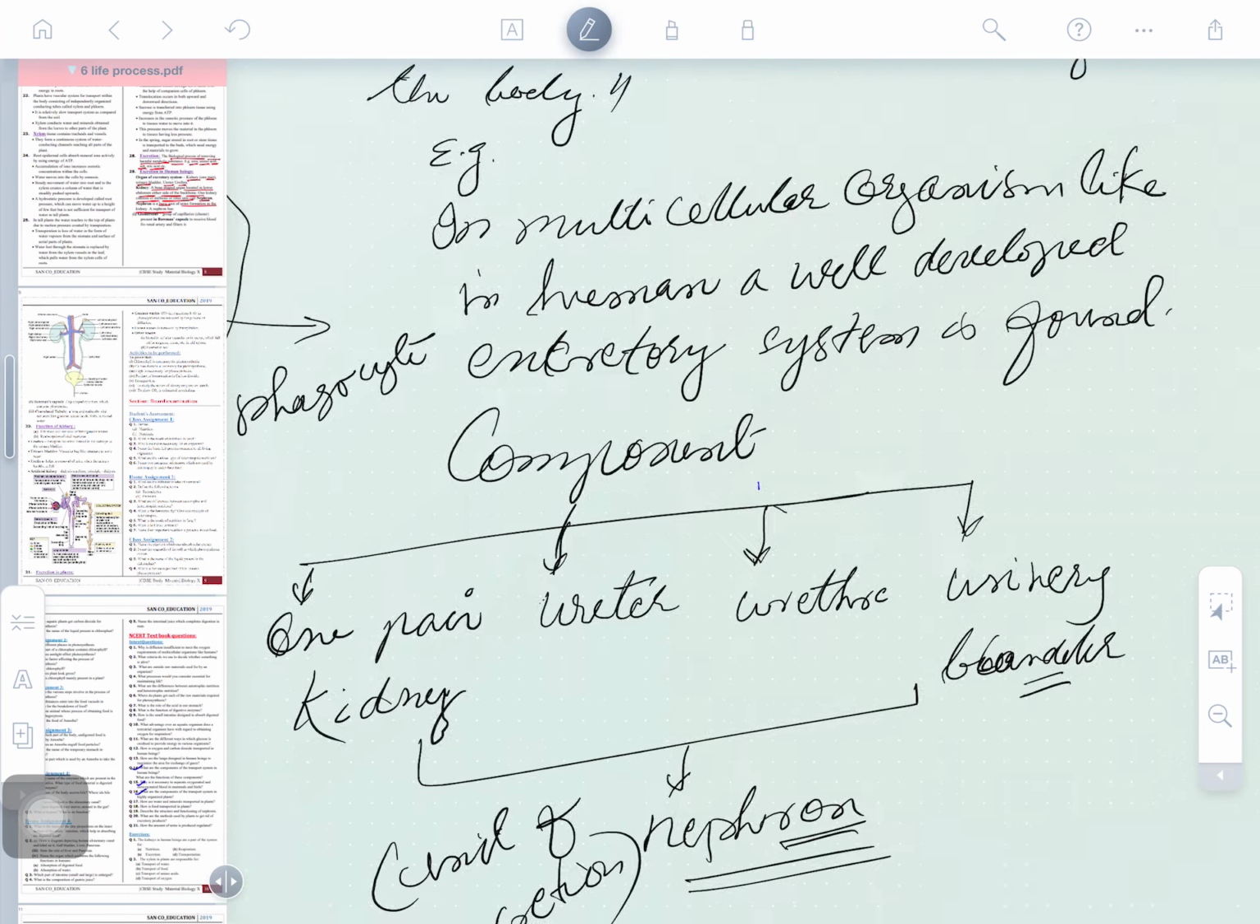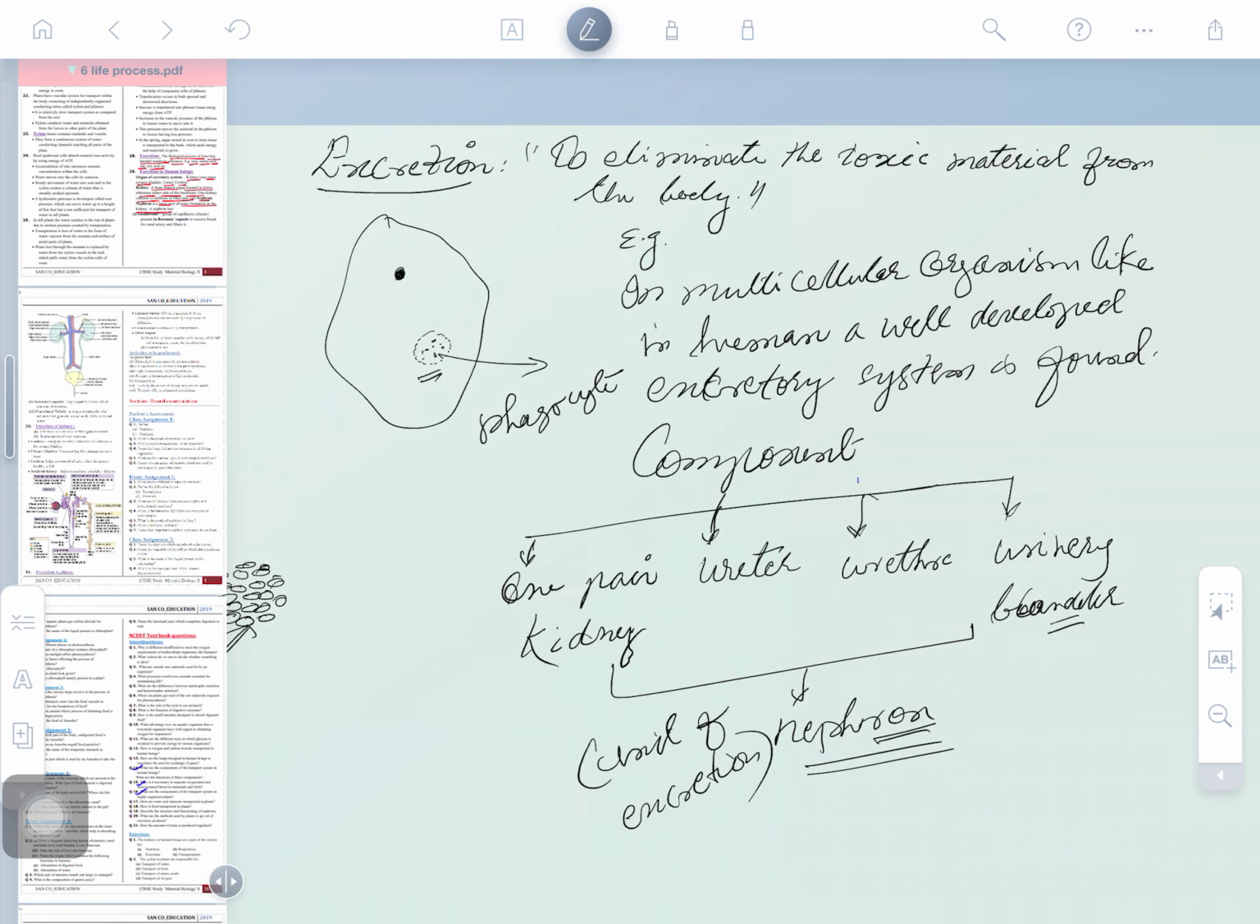And I also want to tell you this: whenever you are studying the excretory system, certain things you need to remember. I'm just revisiting the concept I taught yesterday. Excretion is to eliminate the toxic materials. In multicellular organisms like humans, a well developed excretory system is found. You just understand it.